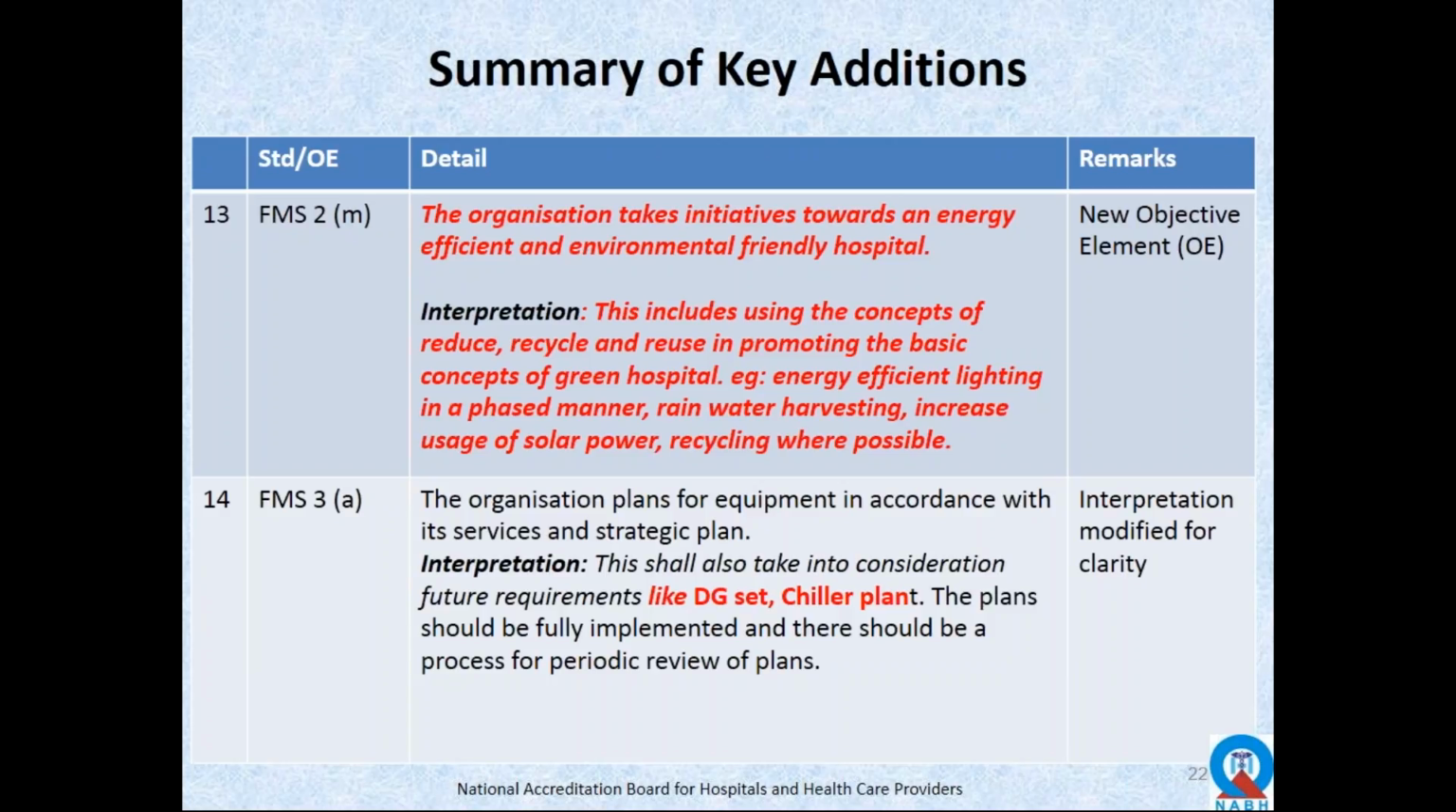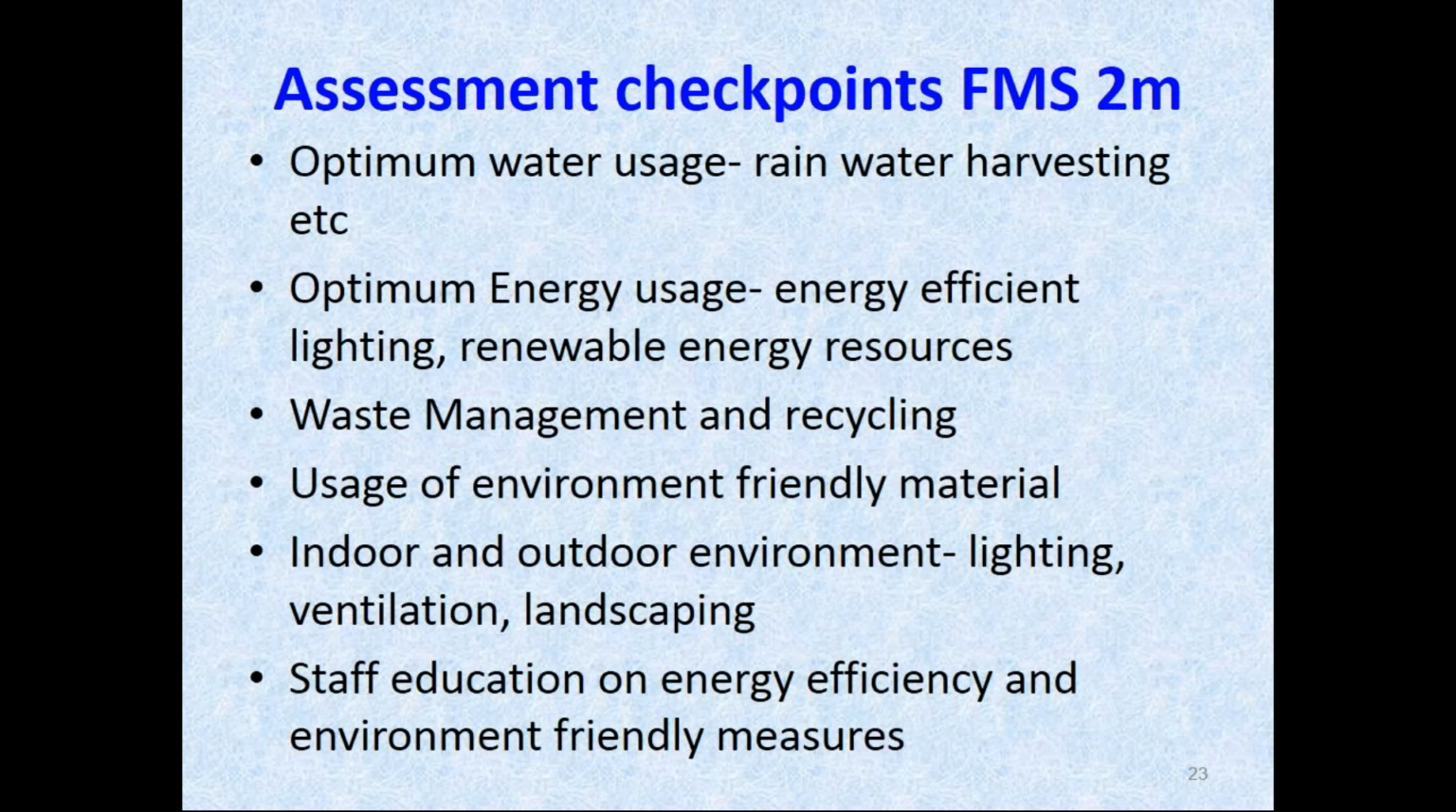We can find more information on the energy efficient and environmental friendly measures in the book of annexures to the standards. So some of the assessment checkpoints for FMS 2M would be looking at whether there is optimum water usage and usage of measures such as rainwater harvesting, optimum energy usage, energy efficient lighting, renewable energy sources, waste management measures and recycling of material, usage of environmental friendly material. Look at the indoor and outdoor environment, look at the lighting, ventilation and landscaping there, and look at whether the staff has been educated on energy efficient and environment friendly measures.